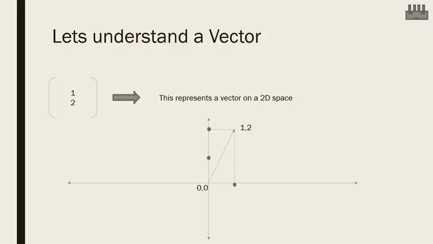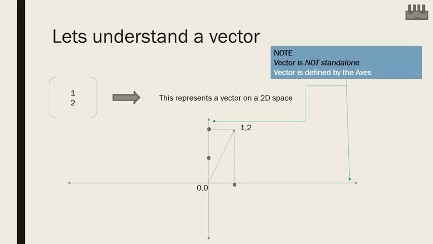It represents a vector in 2D space, and you can see that there is 1 dot on the x-axis, there are 2 dots on the y-axis, and the vector is also drawn. So the line that connects 0, 0 and 1, 2 is the actual vector that 1, 2 stands for.